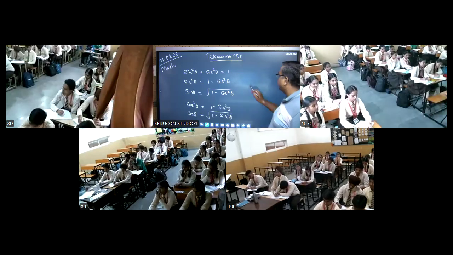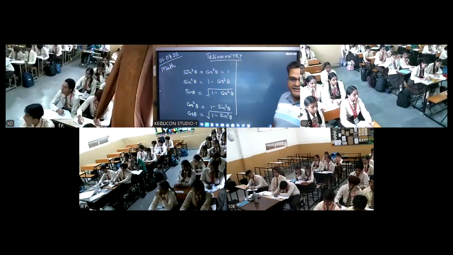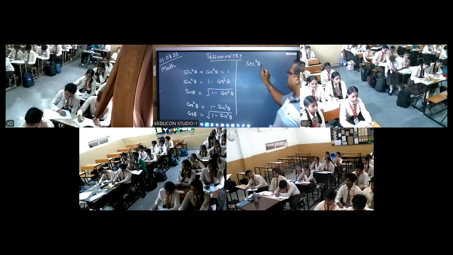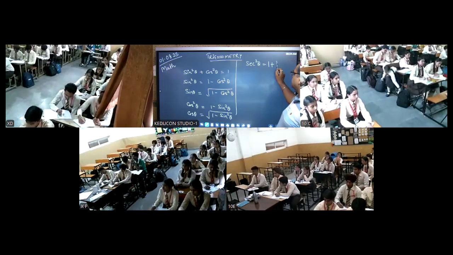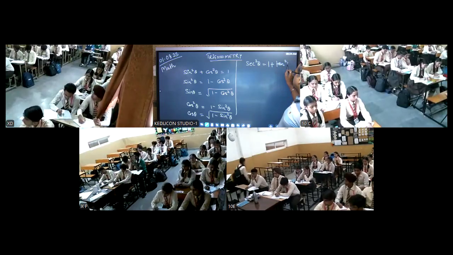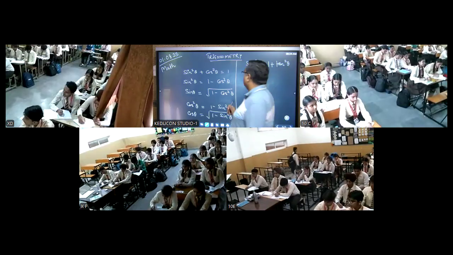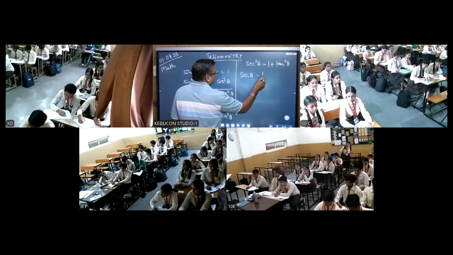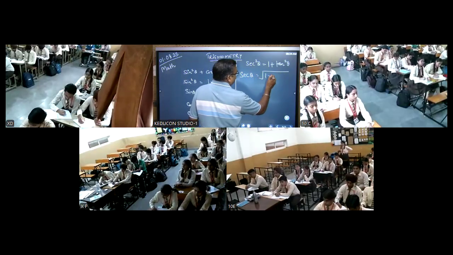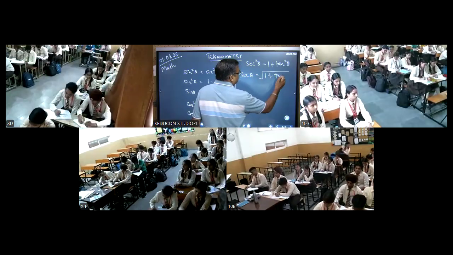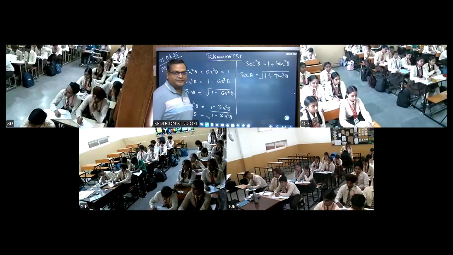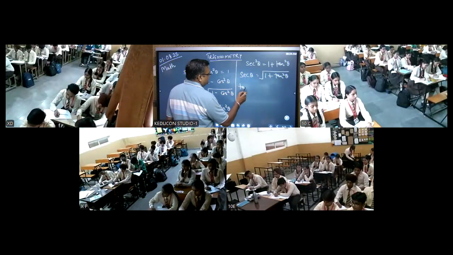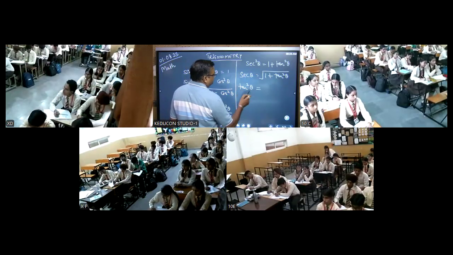Let's say the second one. What is the second identity? Secant square theta is equal to 1 plus tan square theta, right? Now, secant theta can be expressed as under root 1 plus tan square theta. Is this clear? What will be the value of tan square theta, students? Please tell me.